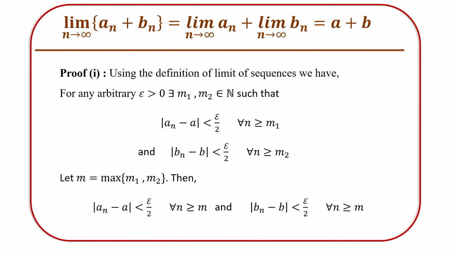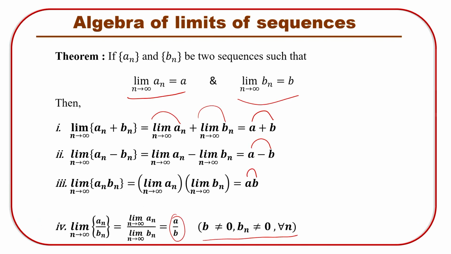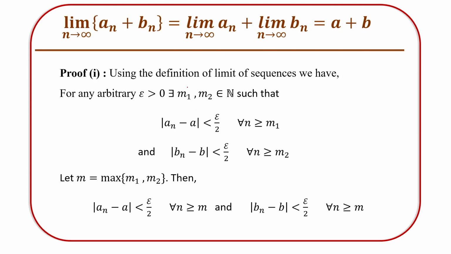Now come to the proof of these theorems. How can we prove them? Remember, every theorem and its proof is based on the definition of the limit of a sequence. If you remember the definition, you can prove it easily. There is no need to mug up. Already it is given that a_n and b_n are two sequences such that limit of a_n is a and limit of b_n is b. So I can use the definition of the limit of sequences.